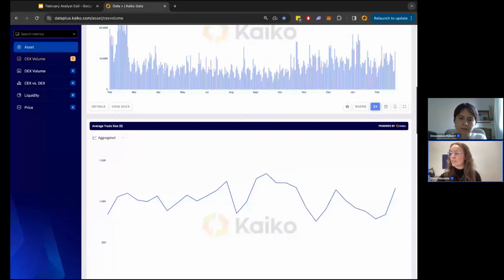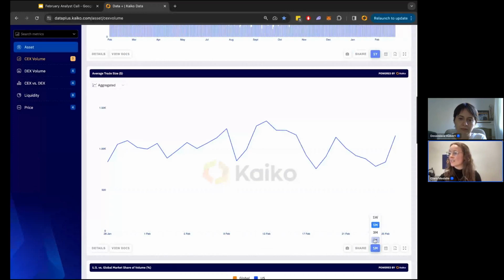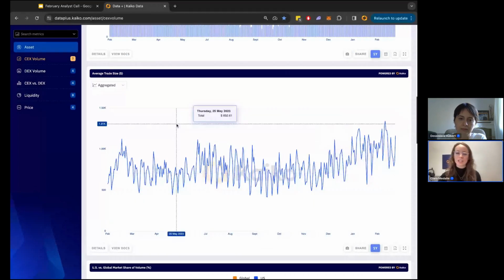But something unique that Data Plus offers is average trade size. You don't see this very much because in order to have average trade size data, you need to compute this using the tick level trades. So essentially this is the total trade volume divided by the total trade count. Then you get the average trade size.